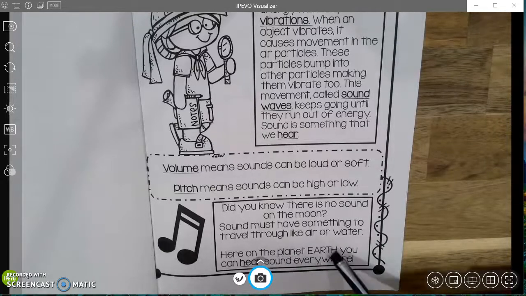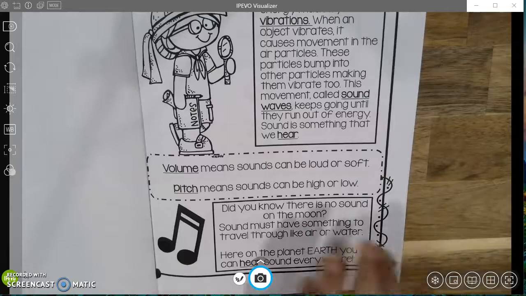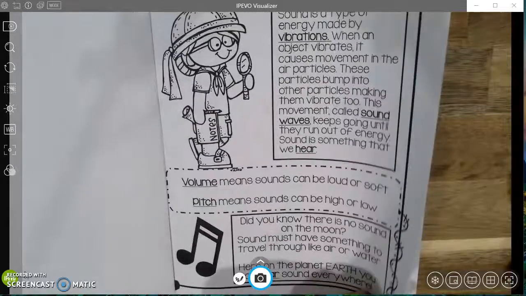Here on the planet Earth, you can hear sound everywhere. We can hear sound in our houses. We can hear sound outside. We can hear sound at school. We can hear sound at the beach too, right? We can hear sound everywhere.